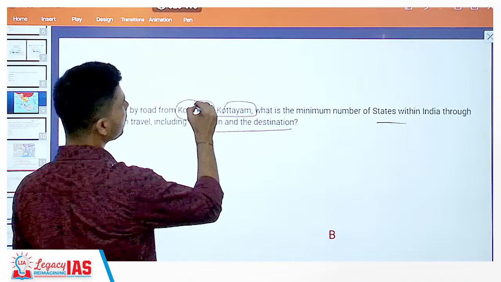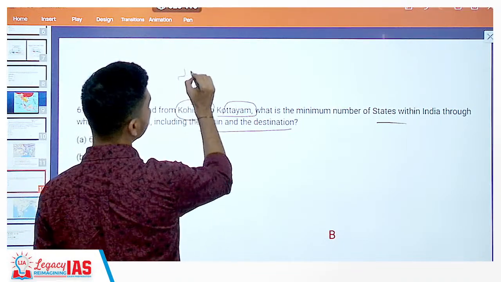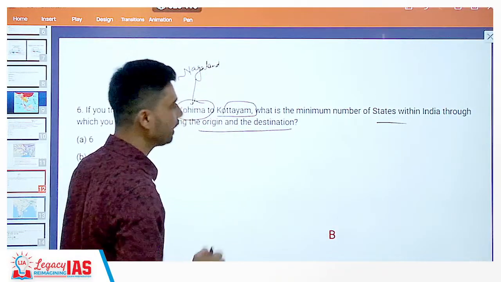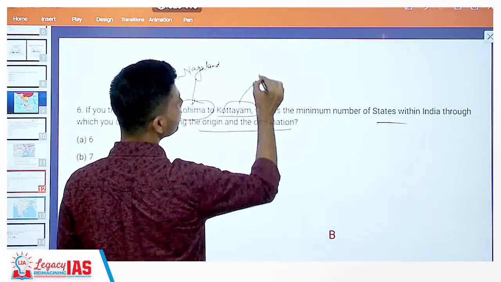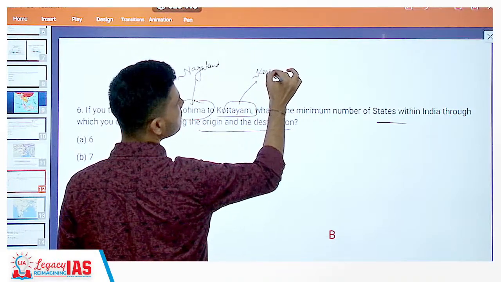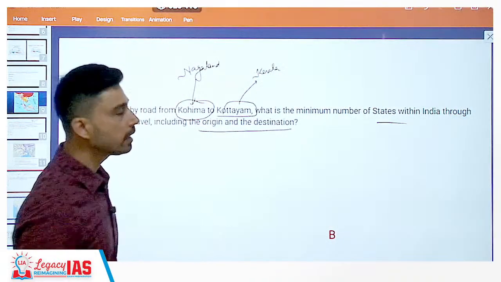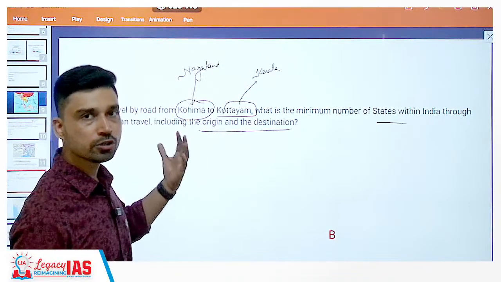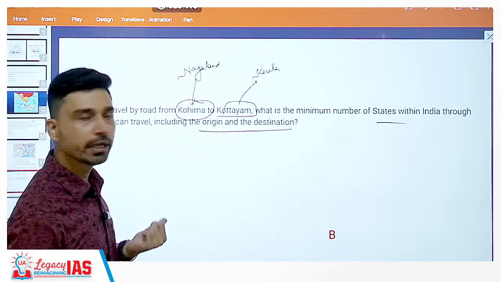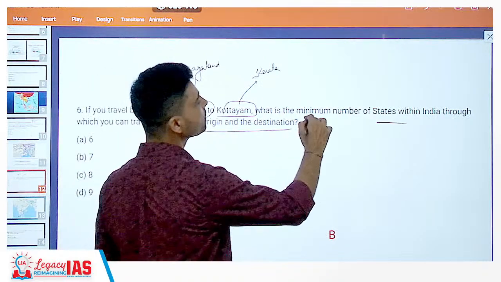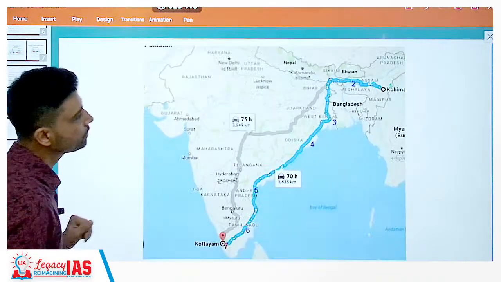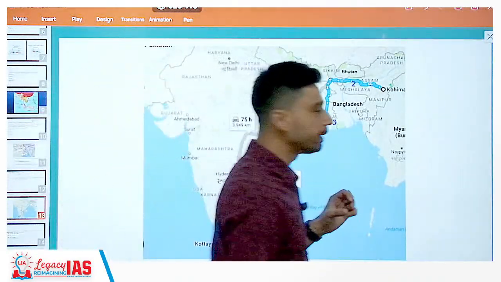So for solving this question, first what you need to know is which state these cities are situated in. Kohima is easy, because Kohima is the capital of a northeastern state, that is Nagaland, and Kottayam is again a well known city in the state of Kerala, in the southern part of India. So basically they are asking in another way: if you travel by road from Nagaland in northeast India to Kerala in south India, what is the minimum number of states you will have to pass through?